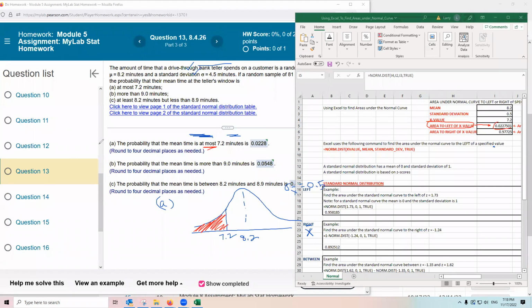All right, so that's part A. Let's go to part B. What's the probability that the mean time is more than 9 minutes? Well, I'm going to go ahead and change this X value here to be 9.